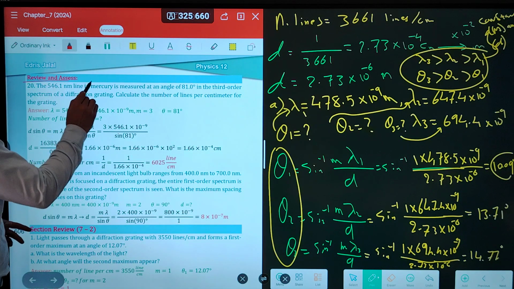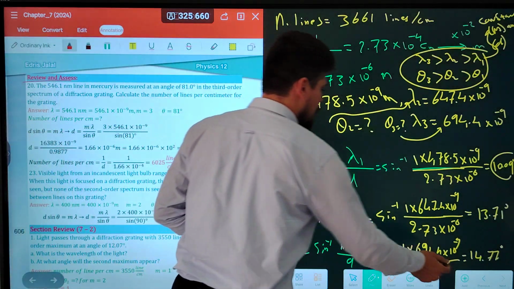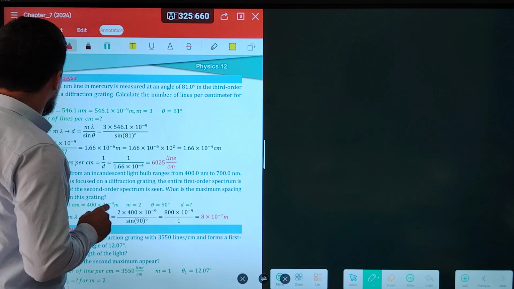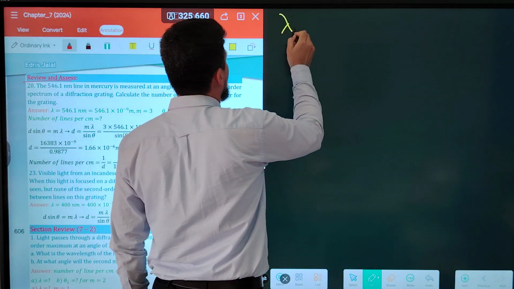Question 20. The 546.1 nanometer, this is the wavelength.